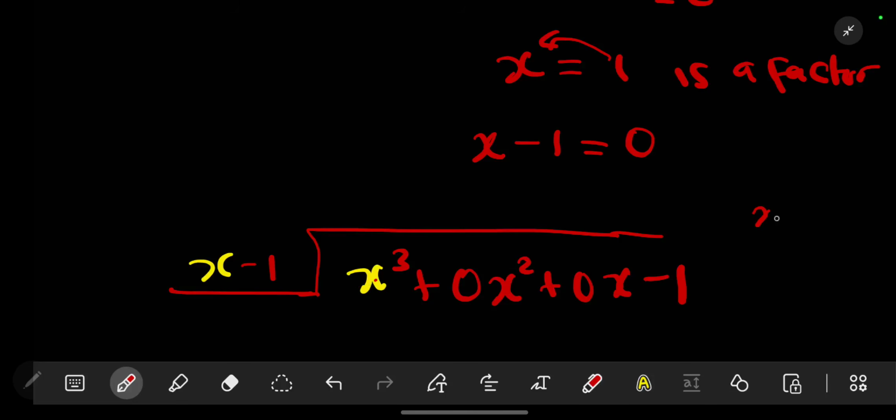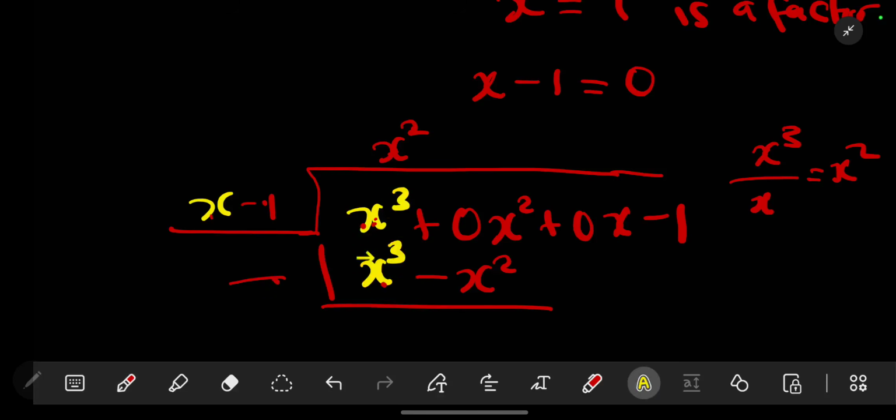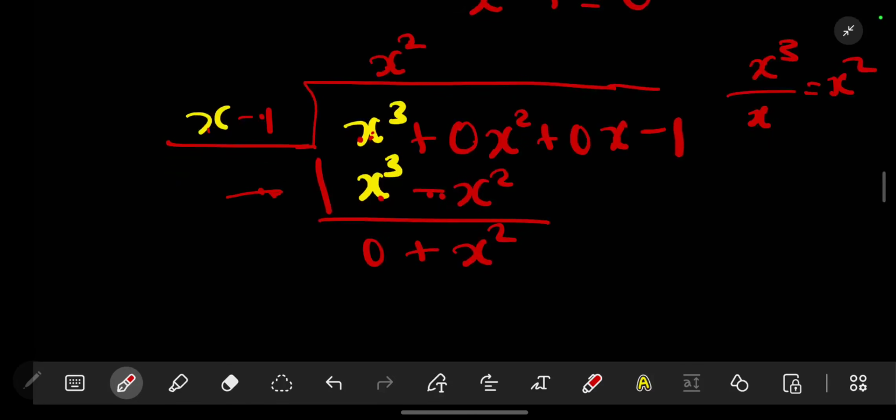Then this x cubed, x cubed divided by x will give you x squared. So you are dividing this and this. You are going to write your x squared here. After you write, multiply. So x squared times x is x cubed. X squared times negative 1 is negative x squared. Then you are going to subtract. So this will be x cubed minus the x cubed that is here. If you are subtracting the same number, it will be 0. Then this 0 minus negative is the same as negative times negative. It will be positive x squared.